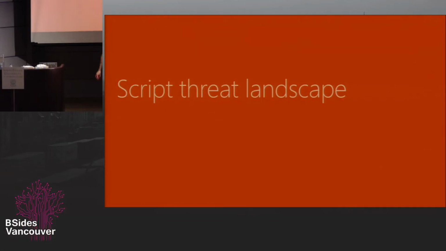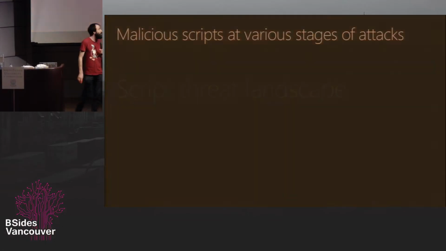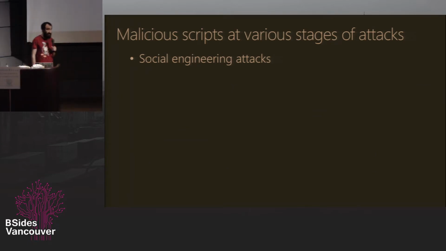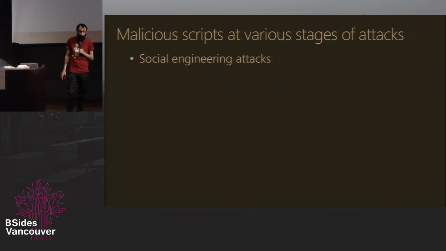Okay, so first a little bit about the script threat landscape. Probably a lot of you are very familiar with what these malicious script attacks look like. They're used in a variety of stages of attacks. One of the most common ones is in social engineering attacks. Usually these type of attacks will be archives that are attached to emails as phishing lures to customers. And then within that email archive, there'll be a JavaScript, a Visual Basic script, or an HTA file, which they try to trick the user into opening.